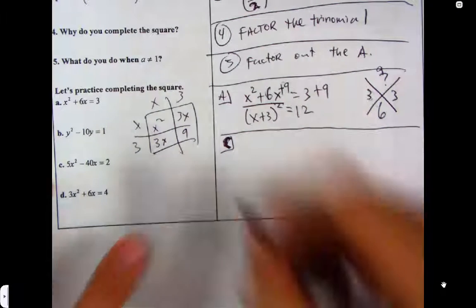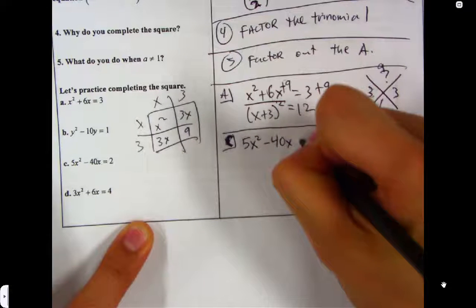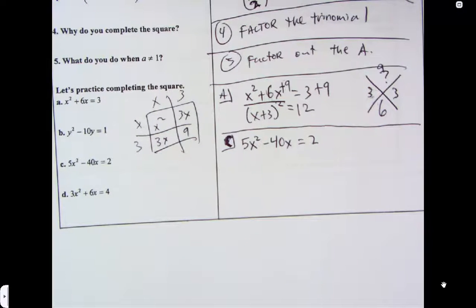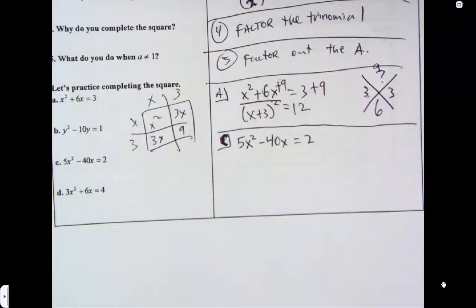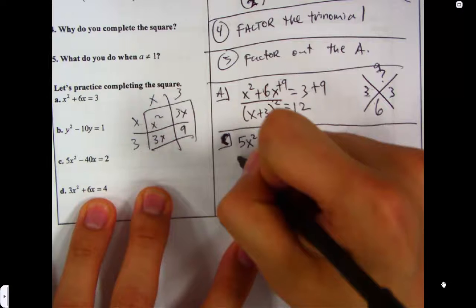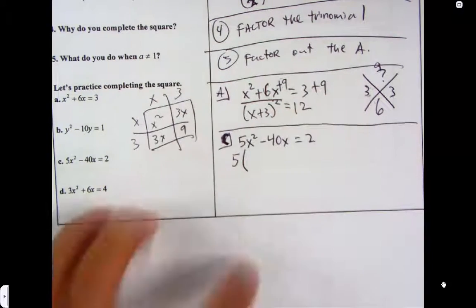Okay, so C. You're going to copy the problem: 5x squared minus 40x equals 2. Now you're going to notice something different between A and B and C. What do you notice that's different in C? There's a 5 in front of the x squared. So you can't just complete the square. You have to factor out the 5 first. So whenever there's a number in front of the x squared, just take out the 5.